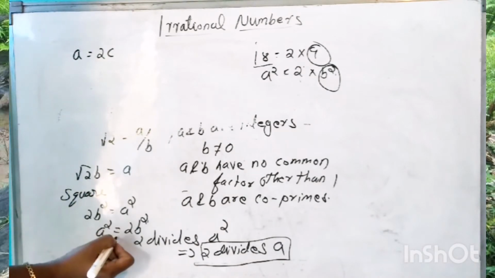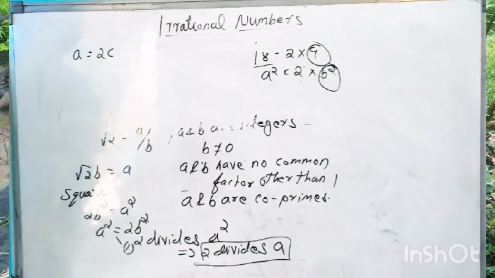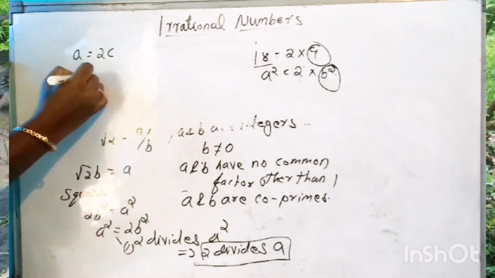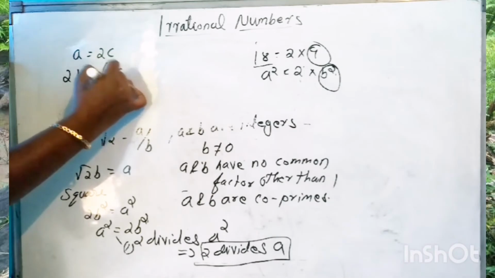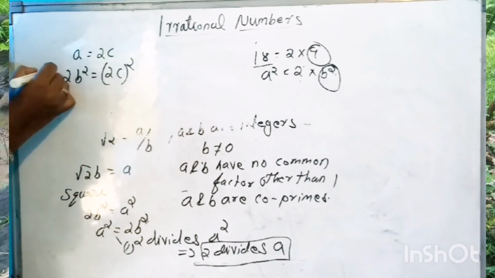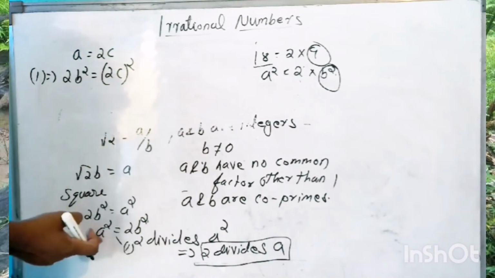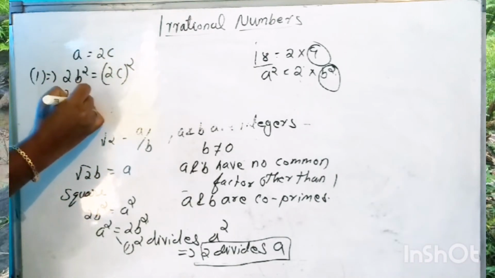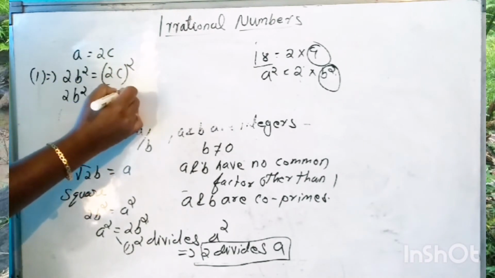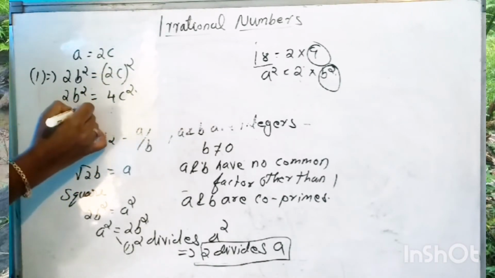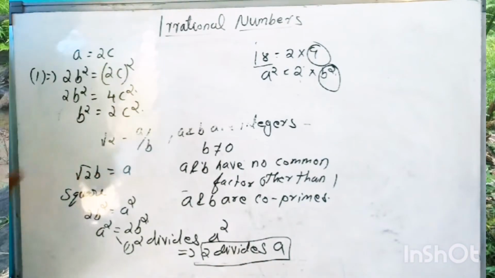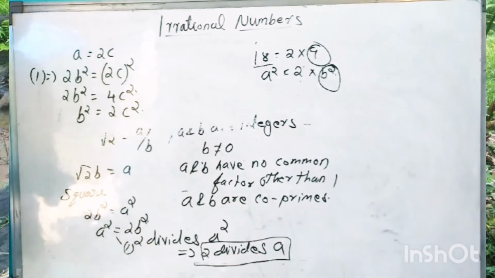Put the last expression as equation number 1. In that expression, just put the value of A. We will get 2B square is equal to (2C) all square. This implies A square becomes (2C) square, that is 2B square is equal to 4C square. From this we will get B square equal to 2C square.